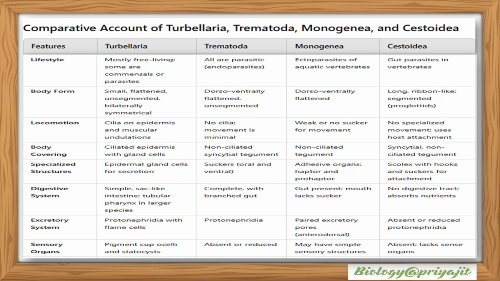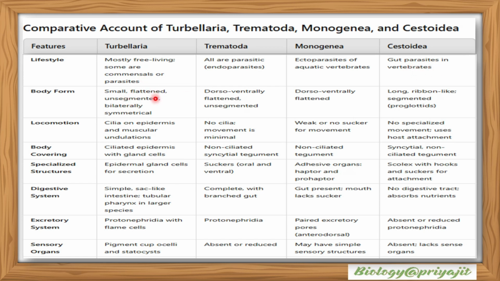Turbellaria are mostly free living. Some are commensals or parasites. Trematoda, all of them are parasites, specifically endoparasites. Monogenea are ectoparasitic in nature in aquatic vertebrates. Cestoda are gut parasites present in vertebrates.